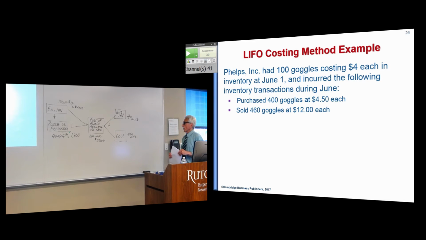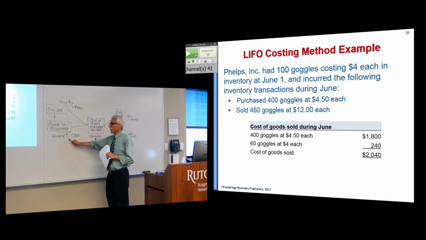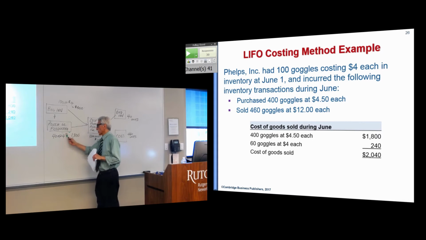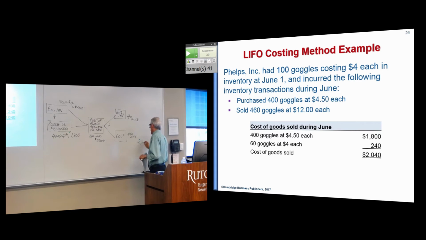We're going to assume that the cost of goods sold is going to be the most recent cost, then the next most recent. The newest cost is $4.50, so we assign 400 units at $4.50, and the other 60 come out at $4. So the cost of goods sold is $2,040.